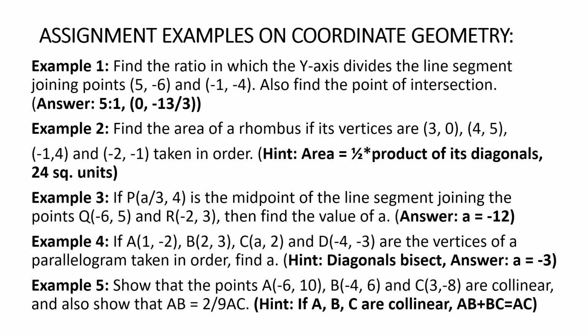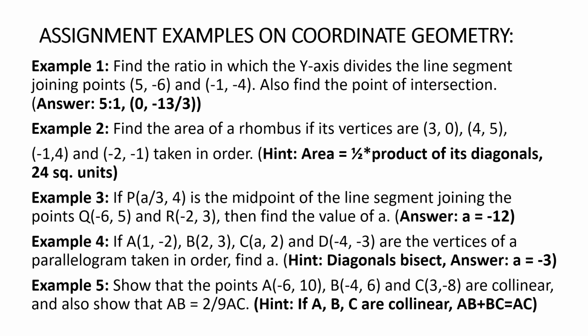Example 1. Find the ratio in which the y-axis divides the line segment joining the points (5, -6) and (-1, -4). Also find the point of intersection. Since the y-axis divides, the point will be of the form (0, y). So here the answer is 5:1 is the ratio and the point is (0, -13/3).